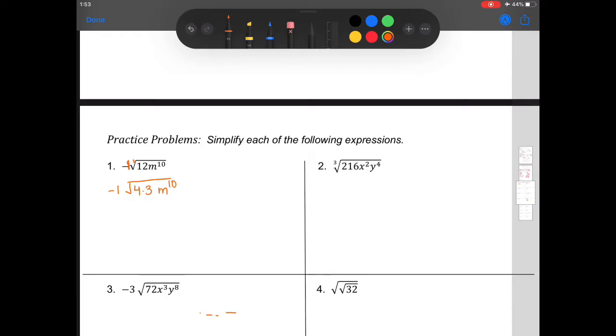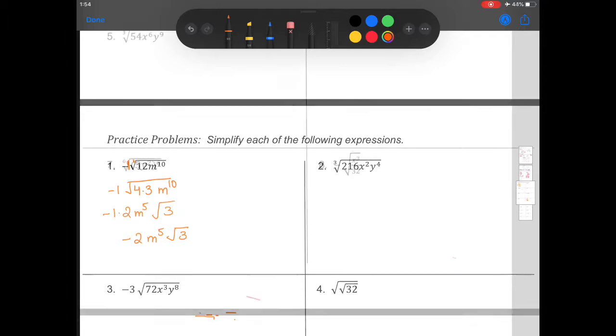Now, just simplify further. Take the square root of the perfect squares, so square root of 4 is 2. 3 is a non-perfect square, so it stays under the radical. M to the 10th. All you're doing is dividing power by root. Your power is 10 divided by root, which is 2. So 10 divided by 2 is 5. So it's m to the 5th. Simplify this part. -1 times 2 is -2. M to the 5th, rad 3.